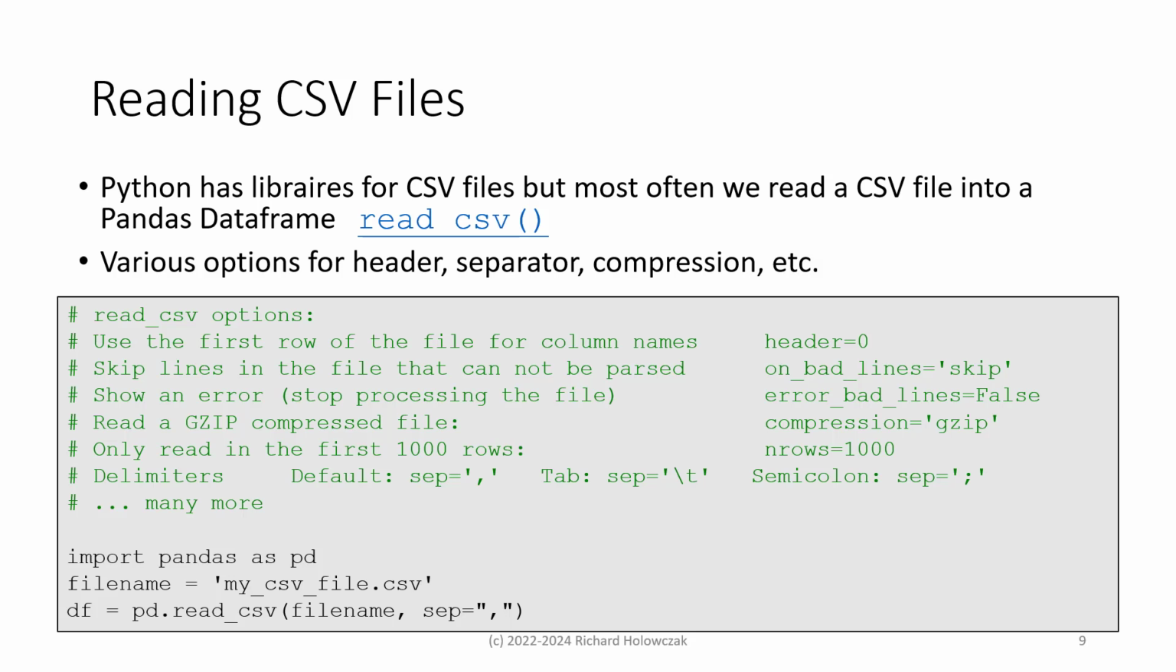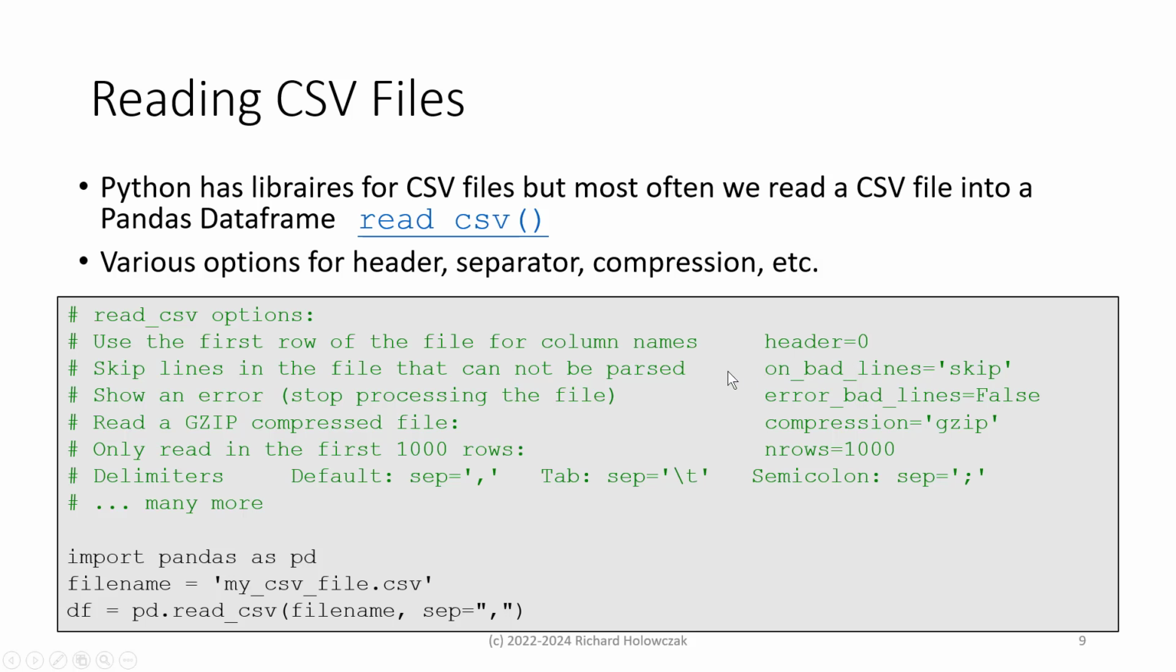There are various options that allow us to specify what that header row is, what the separator might be, whether or not we have compression, and so on. So I've just given you a couple of common options to try here. Usually the header is in the first row, what we call row 0, but if it isn't, you can specify the header.